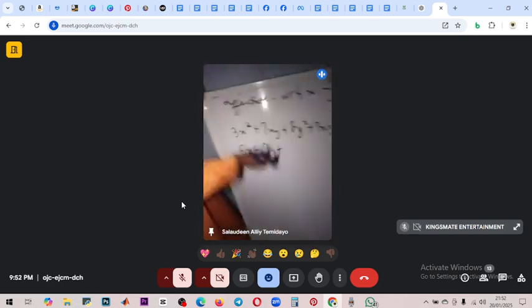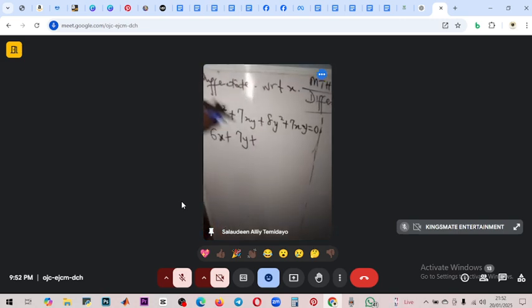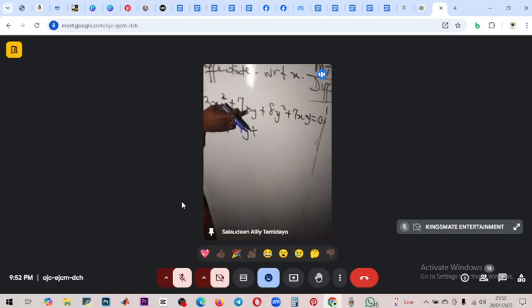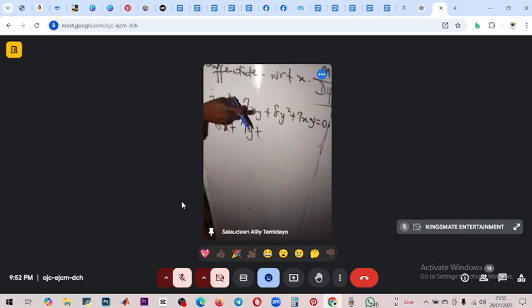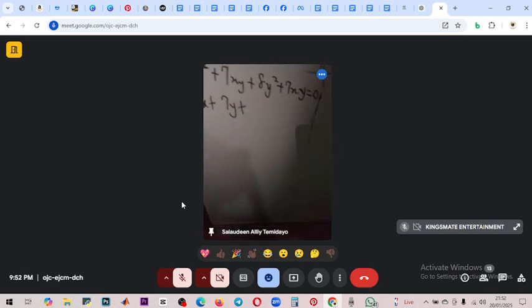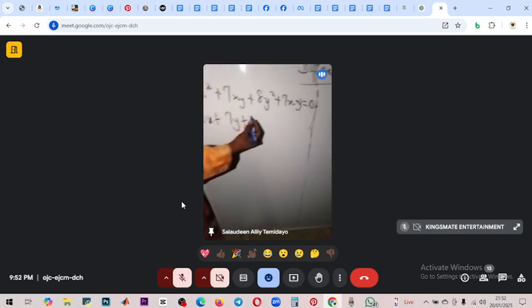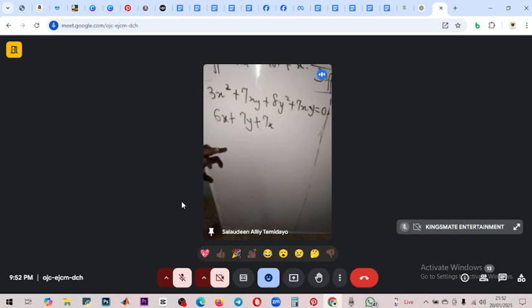Then plus, now treat x as if it is a constant and differentiate with respect to y. That means I'm going to be having 7x.